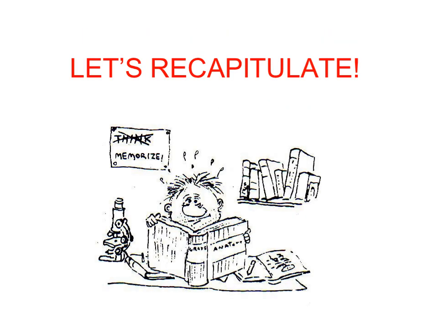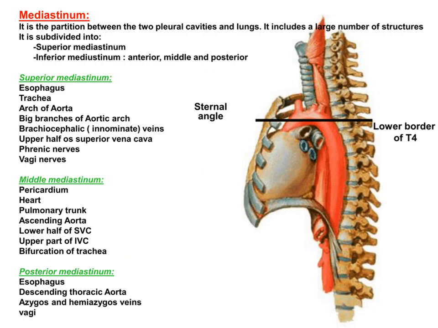So let's revise whatever we have done earlier. Definition of mediastinum: it is the partition between two pleural cavities and lungs. It includes a number of structures. It is subdivided into superior mediastinum and inferior mediastinum, which is further subdivided into three subdivisions: anterior, middle and posterior. Contents of superior mediastinum: esophagus, trachea, arch of aorta, branches of aortic arch, brachiocephalic veins, upper half of superior vena cava, phrenic nerve and vagus nerve.